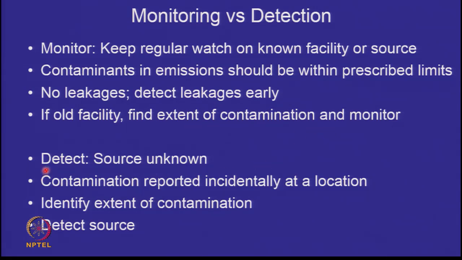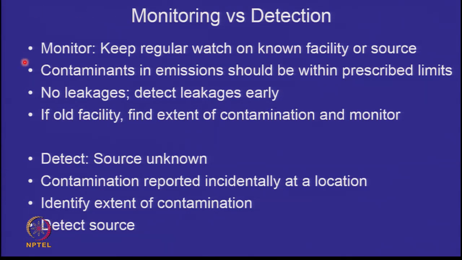So detection is, we normally do not know the source. We do get contamination reported from one location. Then we have to investigate the area around that location and see how far the contamination has spread. We have to identify the boundaries of that contamination and then work backwards to detect the source, as to where that contamination is coming from.